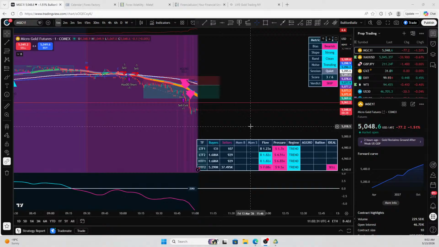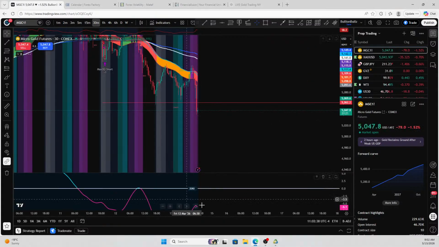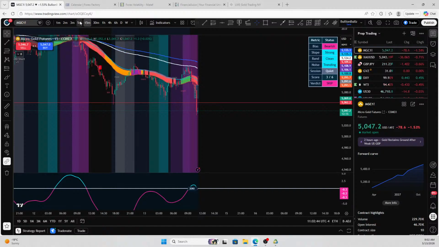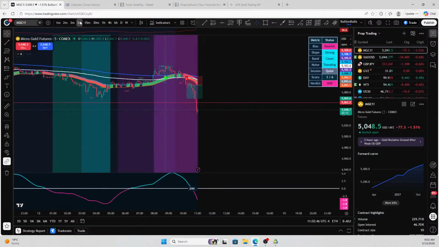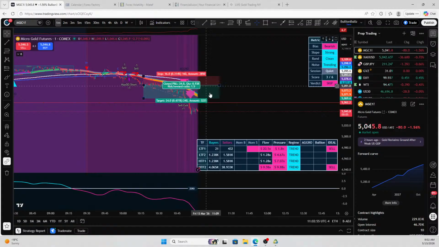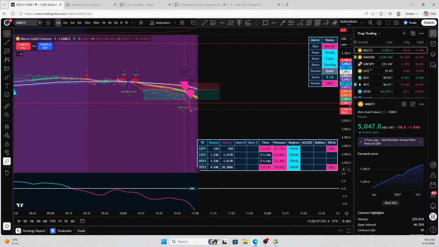One thing we need to note, guys: our higher time frame bias was bearish, right? Our 15-minute was bullish, 5-minute was bullish when we took this trade, and 1 minute, I think it was bearish. It was bearish when we took this trade, right?